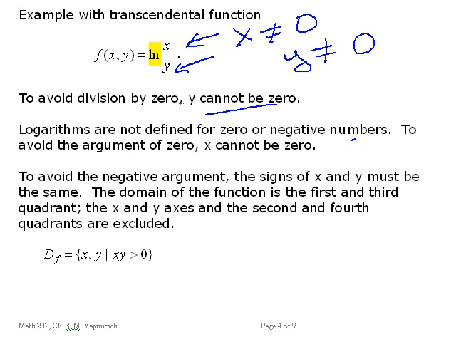Now to avoid a negative argument, the signs of x and y must be the same. Because if y is negative and x is positive, then you're trying to take the log of a negative number, and the other way around, if x is negative but y positive, again you'd be trying to take the log of a negative number. This actually ends up giving you only the first and third quadrants to worry about, but here's the domain. The domain is the set of x and y such that x times y is greater than 0. That includes all of this statement: x can't be 0, y can't be 0, and the signs have to be the same.